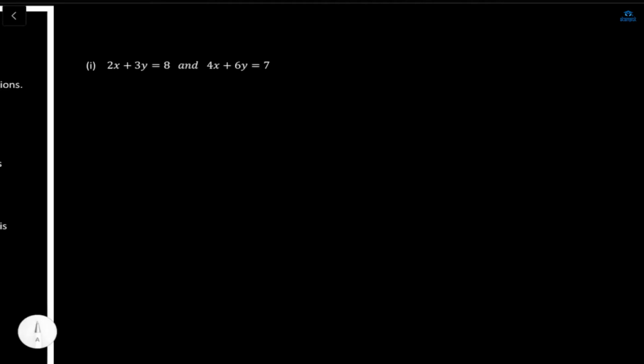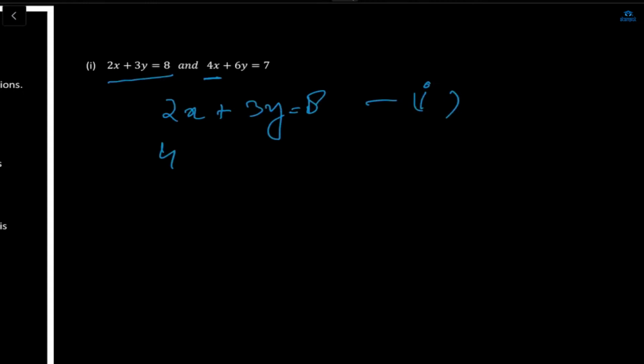Elimination method means we have to eliminate one of the variables. Now, how can we eliminate? If you see the first one, here you have 2x plus 3y is equal to 8, and in the second one we have 4x plus 6y is equal to 7. The first equation is 2x plus 3y equal to 8, and the second equation is 4x plus 6y is equal to 7.